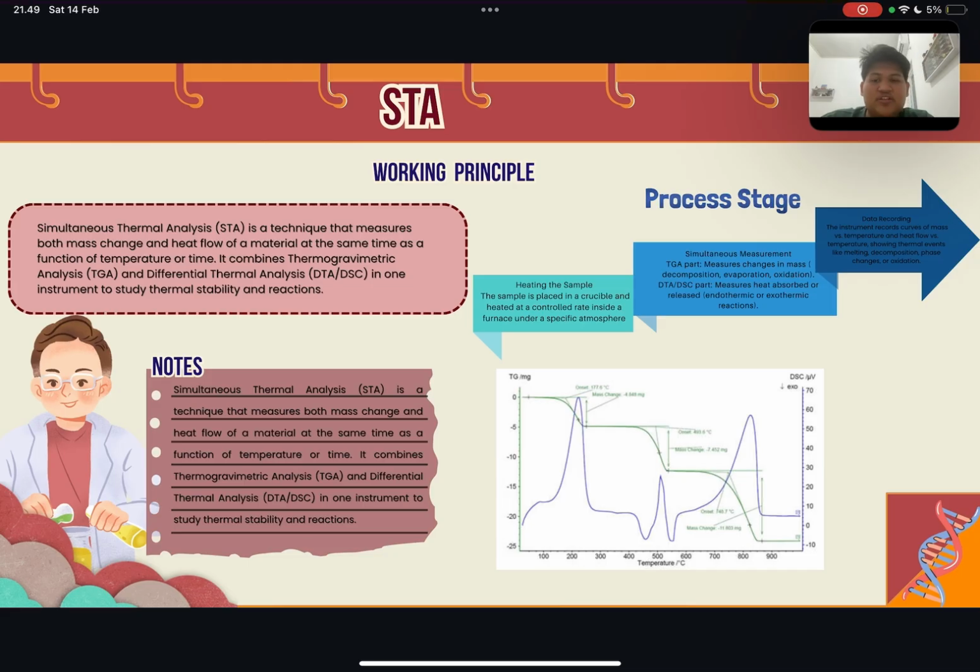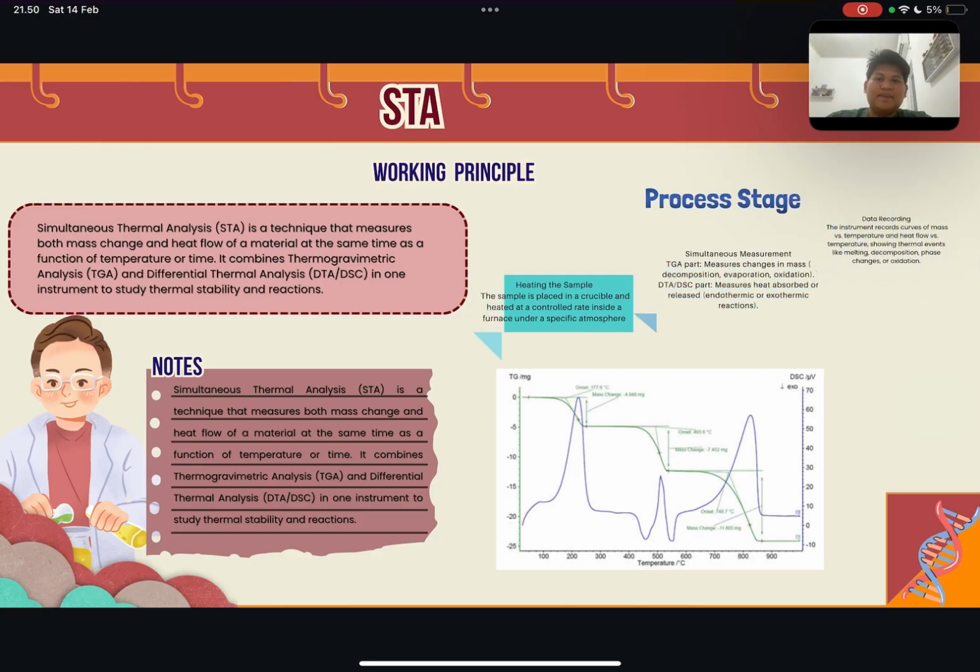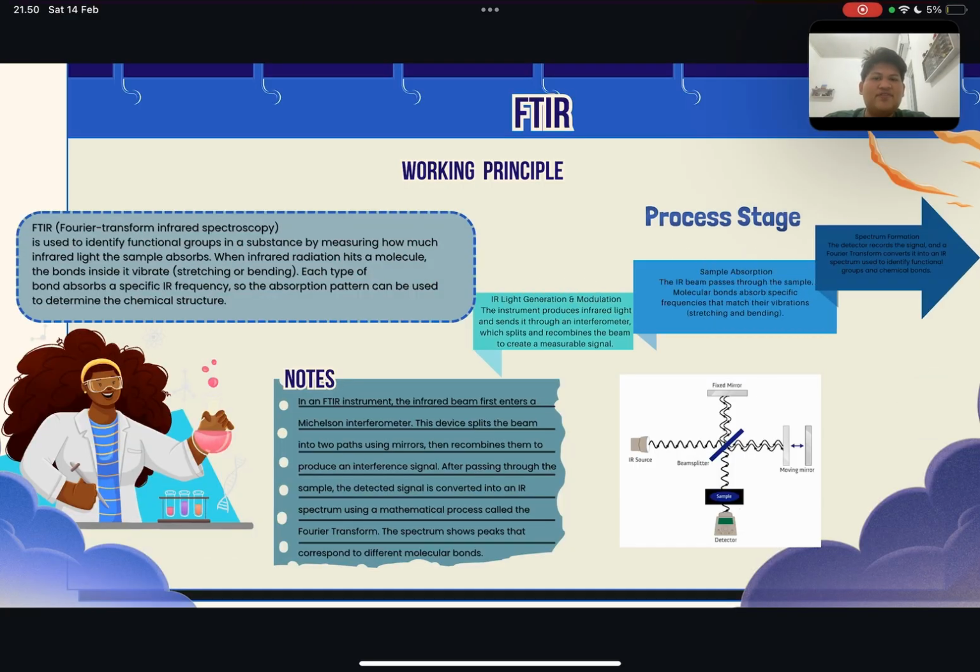phase change, or oxidation. Notes: STA is a technique that measures both mass change and heat flow of a material at the same time as a function of temperature or time. It combines TGA and DTA in one instrument to study thermal stability and reaction. As we can see in the graph of this STA, it combines DSC or DTA with TGA. Okay, next. The last one we have FTIR.